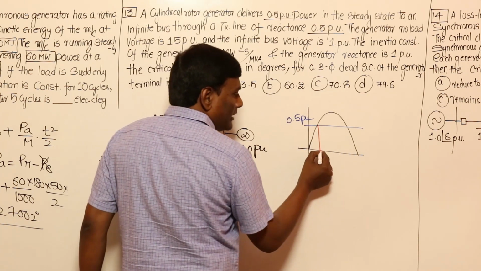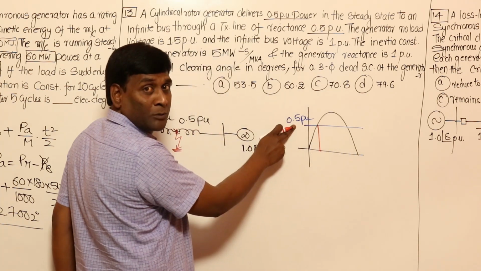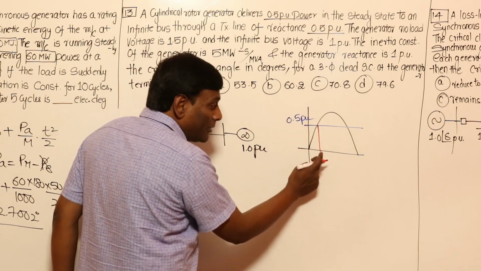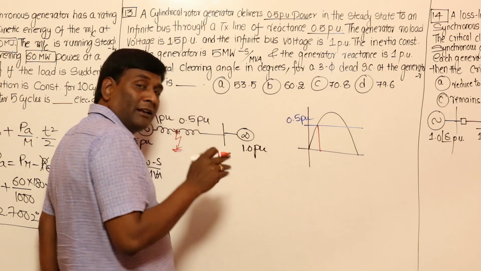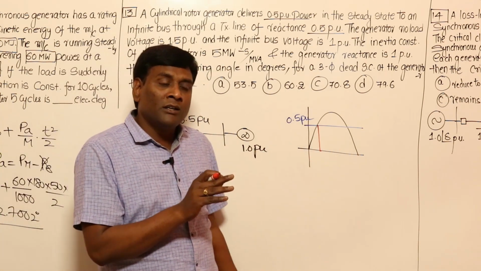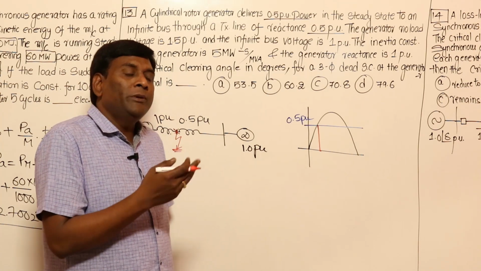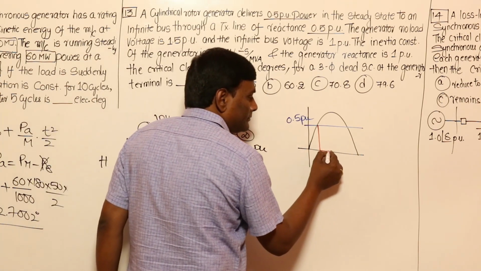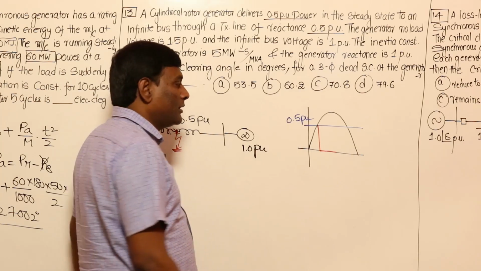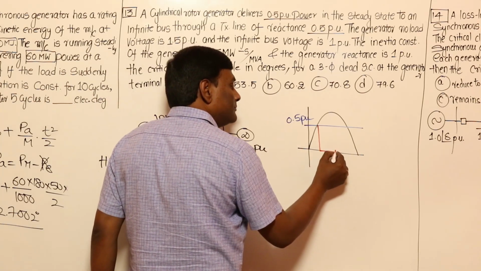Okay, so rotor acceleration, because mechanical power will be at 0.5 per unit only, but electrical power is going to be reduced to 0. So mechanical minus electrical is going to be accelerating power. So accelerating power is going to keep on increasing. Okay, for example, here fault is cleared.